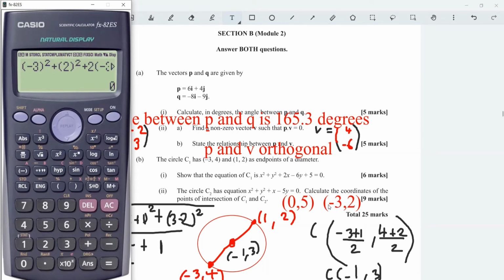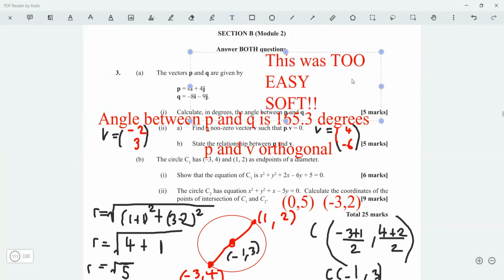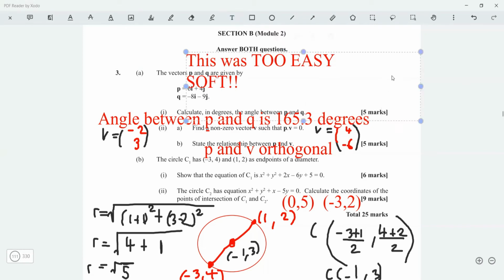We get 0, so we know the points are correct. All right, so if the question is too easy, guys, we can tell them this. This was too easy. You can write that in and tell them soft. Tell them, make them know this was too easy.